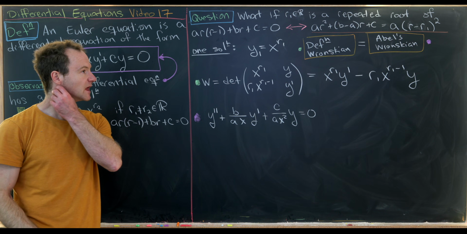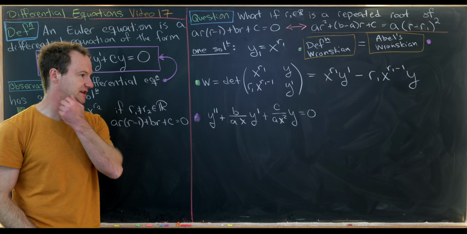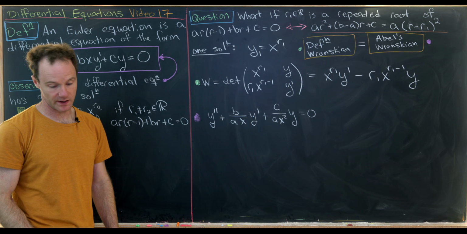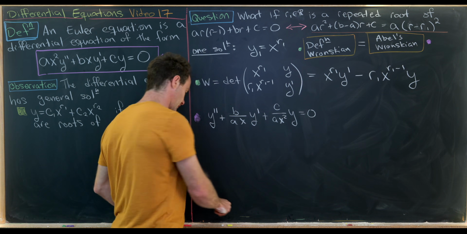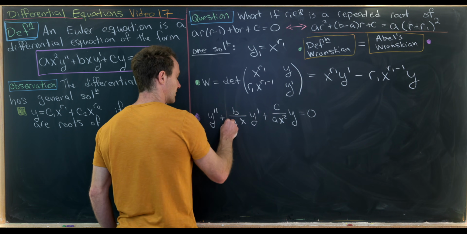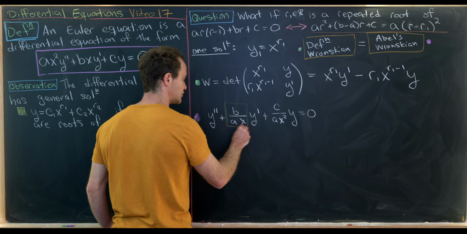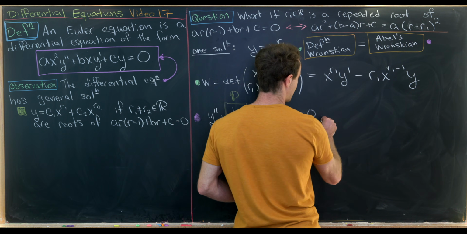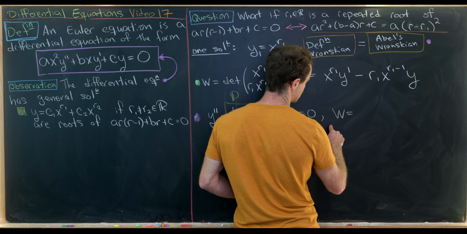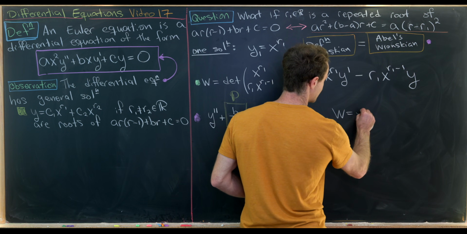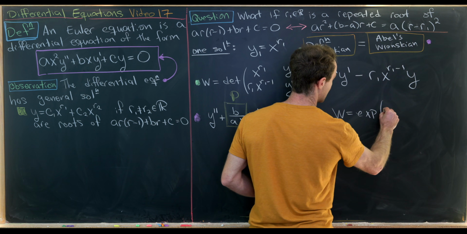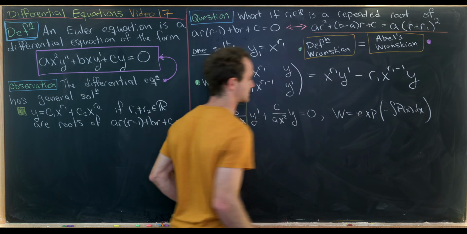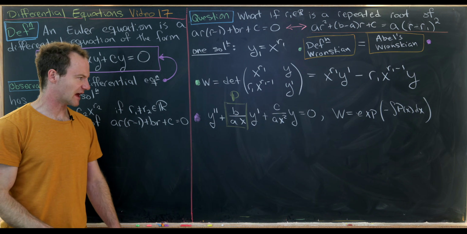If you recall, Abel's theorem for finding the Wronskian required that the coefficient of y double prime was equal to 1. Then furthermore, in that theorem, we called this coefficient function for y prime equal to p, and in fact, the theorem said that W was the exponential of negative the antiderivative of p of x dx. So we could immediately write that down.